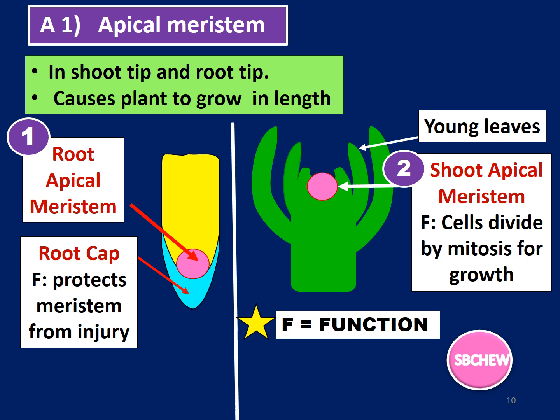In this picture on the left, we see the root apical meristem. It is protected by a root cap as it grows in the soil. On the right hand side, we see the shoot apical meristem, which is also at the tip of the plant. It also divides by mitosis to produce new cells for growth.